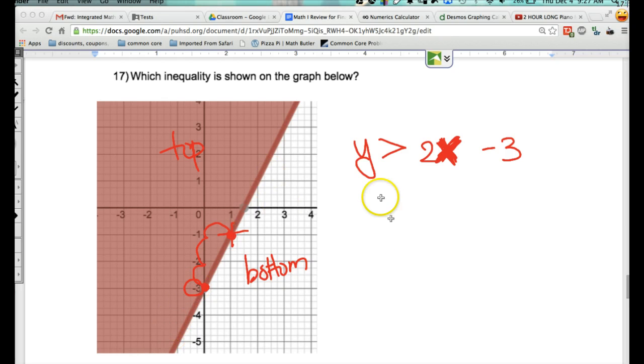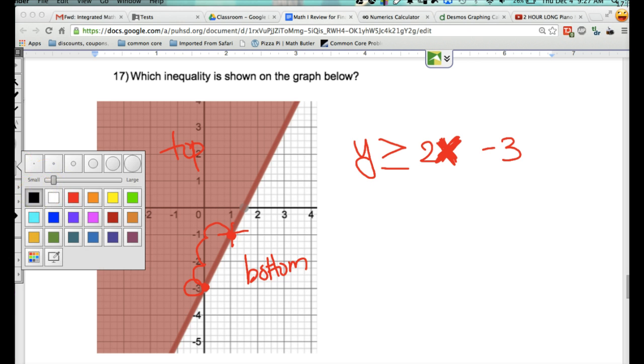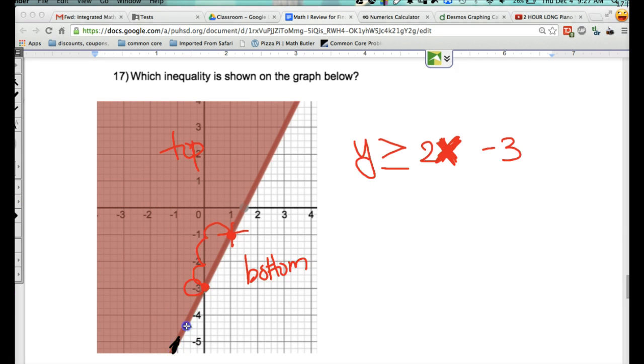Because this is a solid line, we're going to put a line at the bottom to show that this is equal. And this is the correct equation. So then I wanted to ask you something. What if this line over here was not solid? Then you just put the greater than sign.